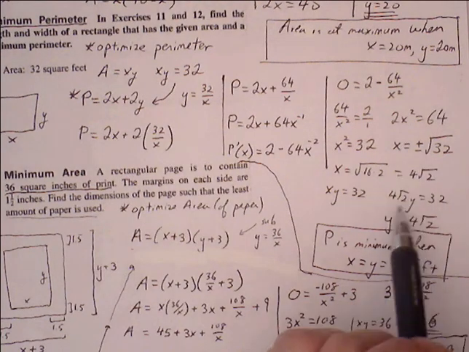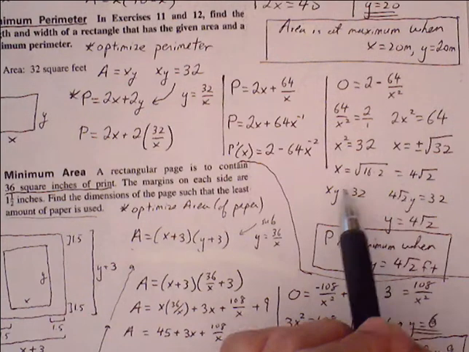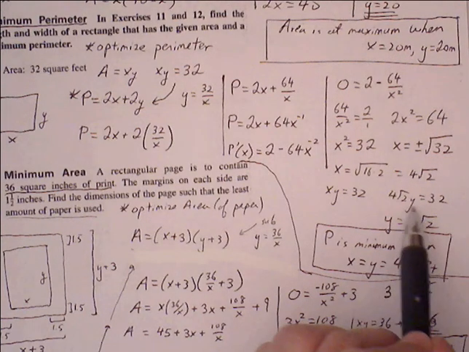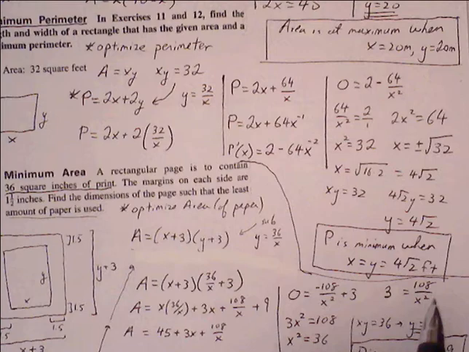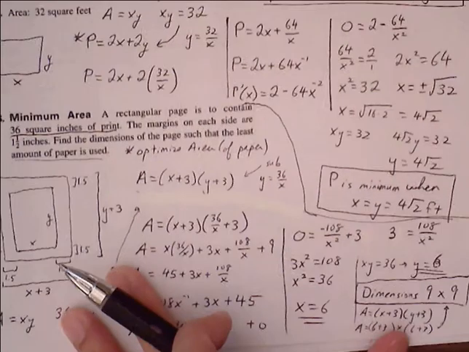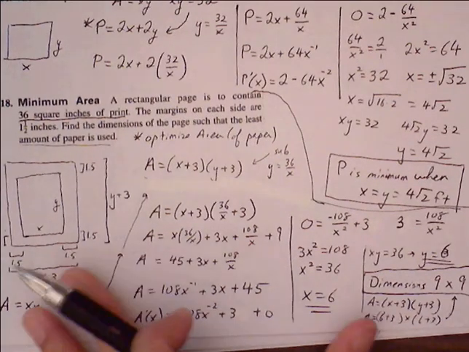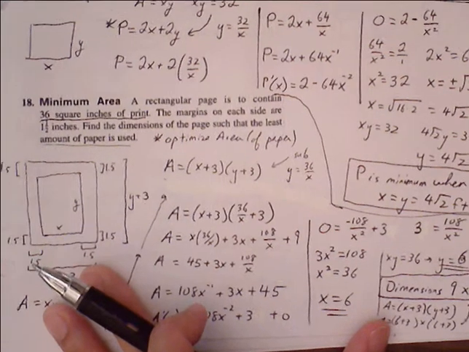So 4 root 2 is our x value. If I solve for y, I can divide the 4 root 2 over, and y is 4 root 2, so perimeter is at a minimum when x and y are both equal to 4 root 2.